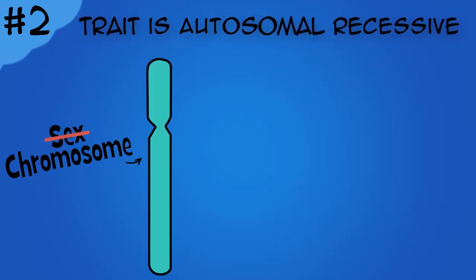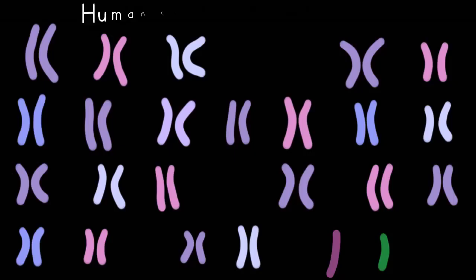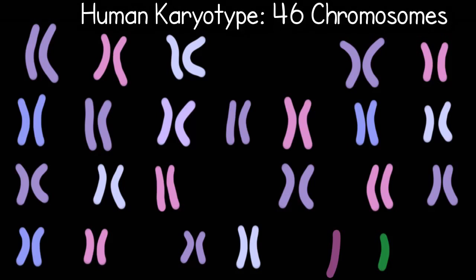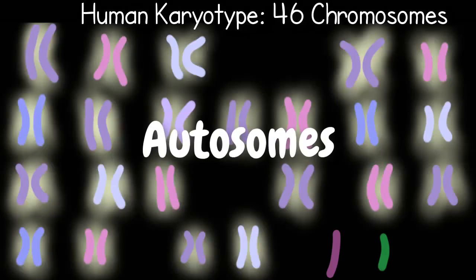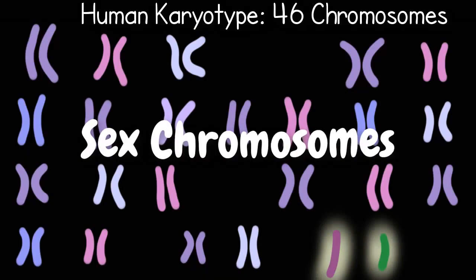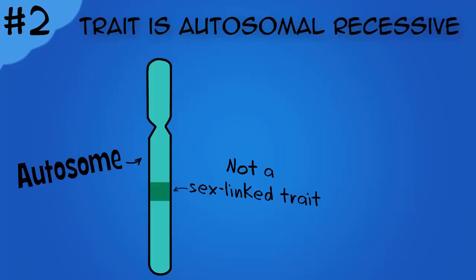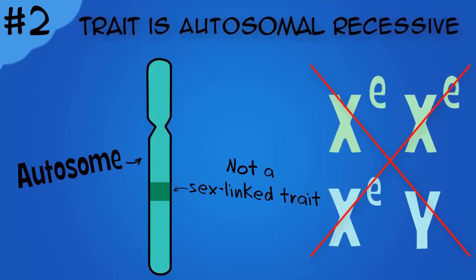Just a reminder that autosomal means a chromosome that is not a sex chromosome. In human body cells, there are 46 chromosomes. The first 44, 22 pairs, are autosomes. The last 2, 1 pair, are sex chromosomes. So this trait is not sex-linked since it is autosomal, and that means it does not need to be written as coefficients on the sex chromosomes.